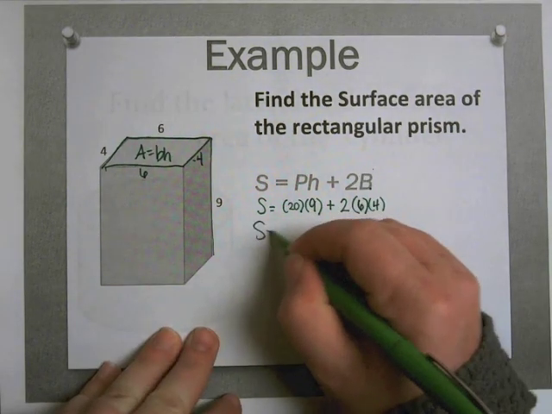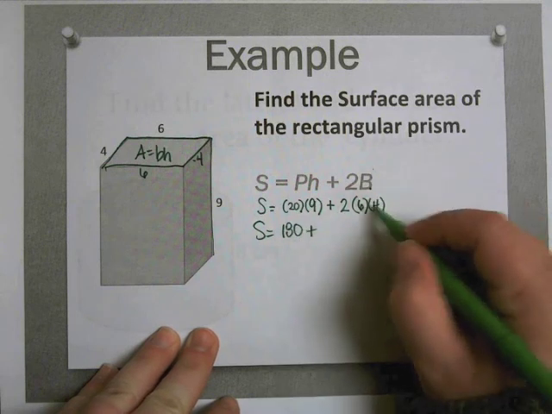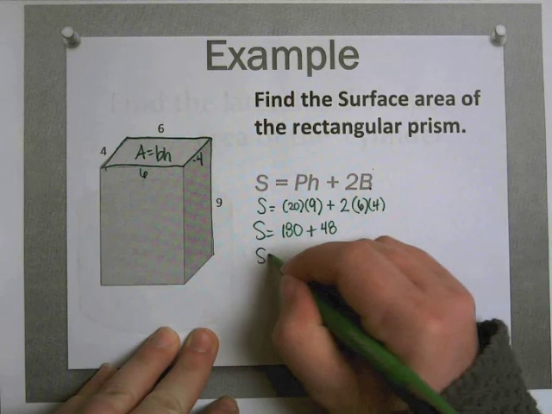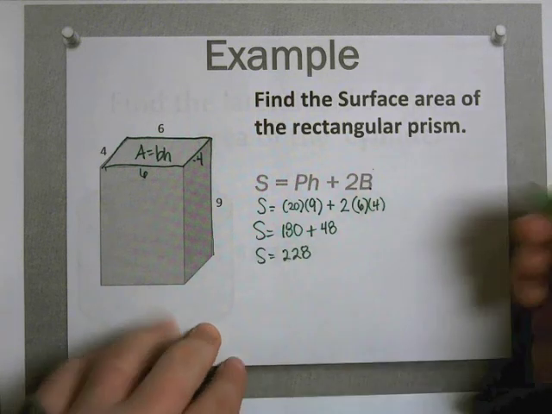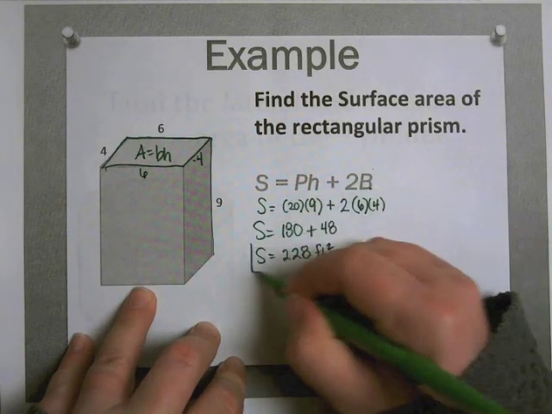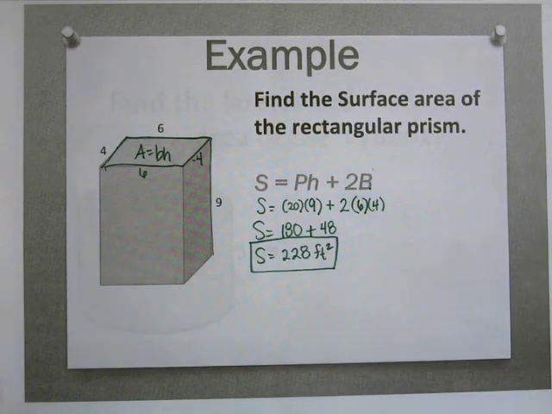So we have 20 times 9 is 180. Plus 24 times 2 is 48. Add those together, and we get 228. It didn't give us a unit, but let's just say it was feet, so it would be feet squared. All you're doing is plugging into that formula.